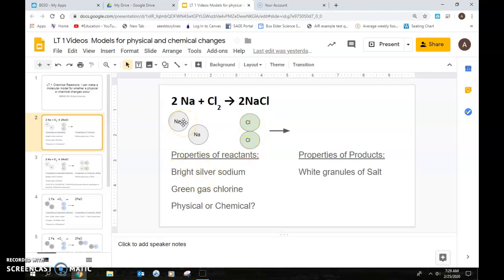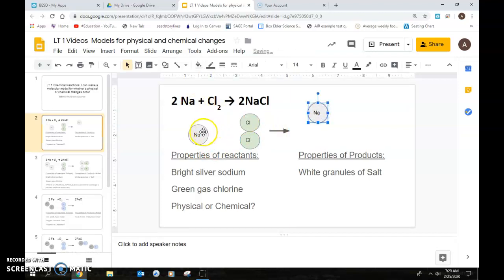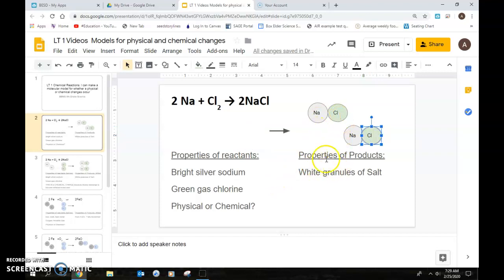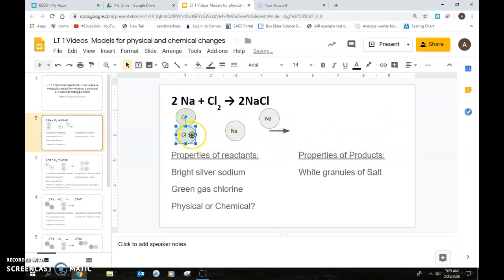If they are the reactants, they are going to rearrange when they bond, and they are going to make salt. A property of salt is white granules. So is this a physical or a chemical change? Well, I want to point out that we have the same atoms that we begin with. This would be sodium, this would be chlorine, right? And we put it still over here on the reactant side. What happens during a reaction is they just kind of switch partners. So it kind of looks like this.